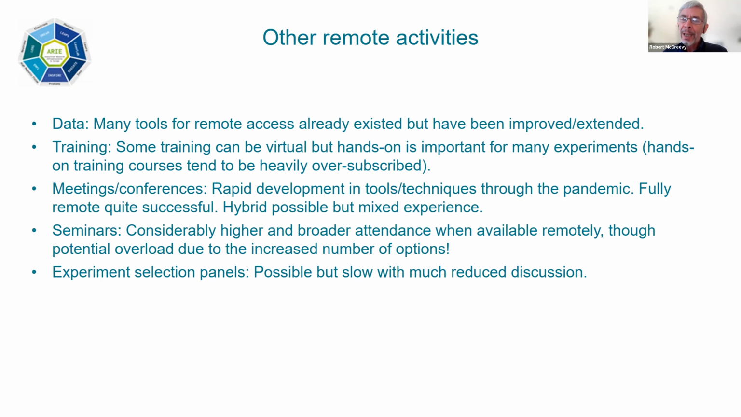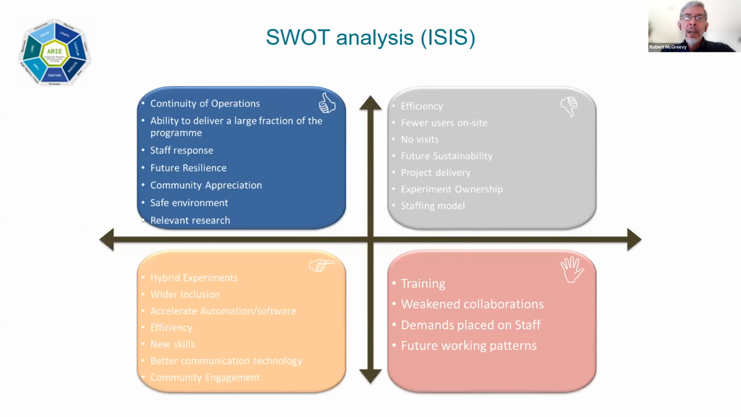Things like experiment selection panels, as that selection has been mentioned previously for Instruct ARIE, for example. Our experience was that these are possible, but the amount of discussion was much reduced, and therefore there are some disadvantages to doing that. Where you have selection panels which are discussing hundreds of experiments over a couple of days, it's really difficult to do that remotely. So this is the SWOT analysis, strengths, weaknesses, opportunities, threats analysis, we did for ISIS.